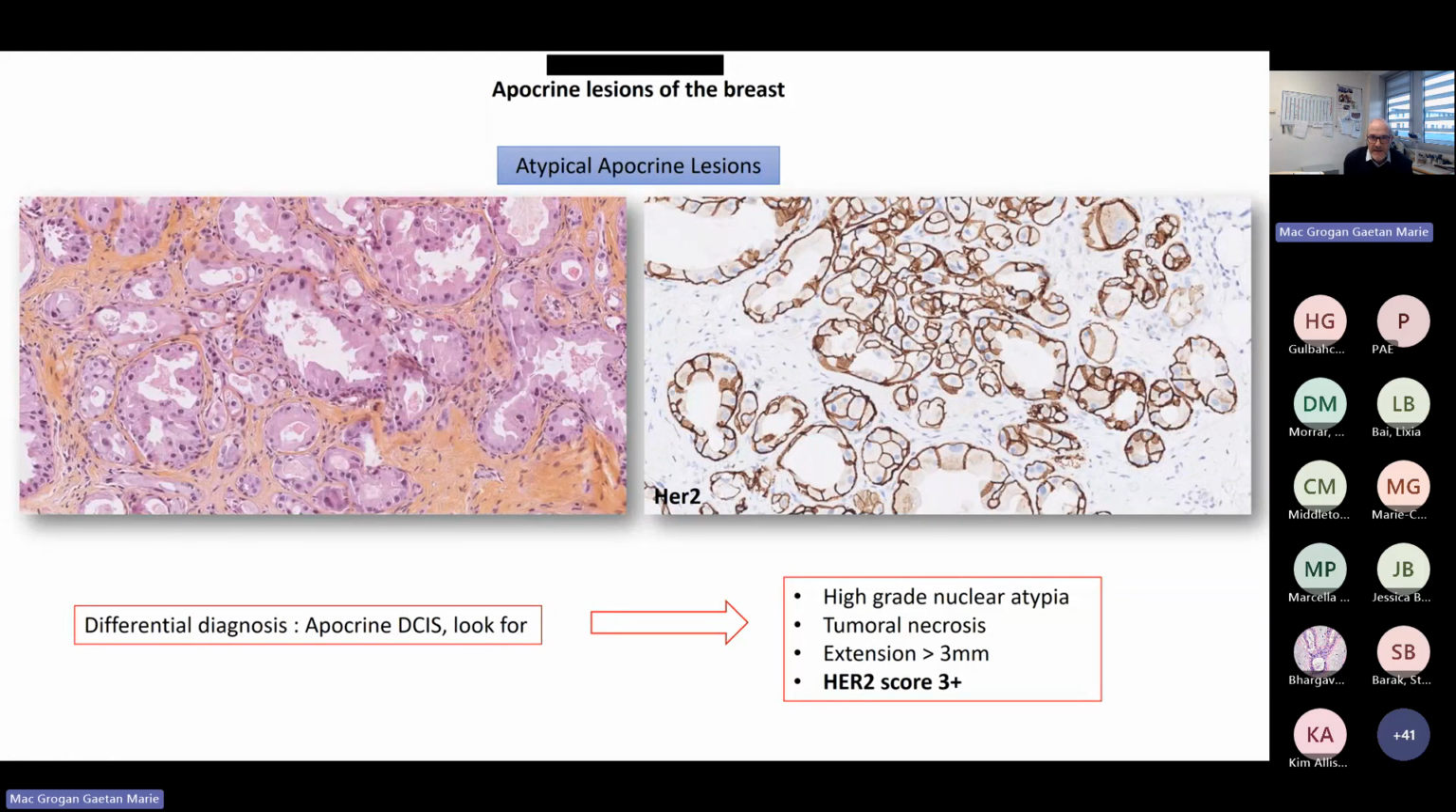And this is an example here of atypical apocrine adenosis, and you can see the apocrine cells have nuclear atypia. Well, in this case, what helped us make a diagnosis of apocrine DCIS was that the cells overexpressed HER2 with a 3+ score. And this happens in approximately 50% of apocrine DCIS. So this is a nice thing to know when you're considering differential diagnosis between atypical apocrine adenosis and apocrine DCIS.